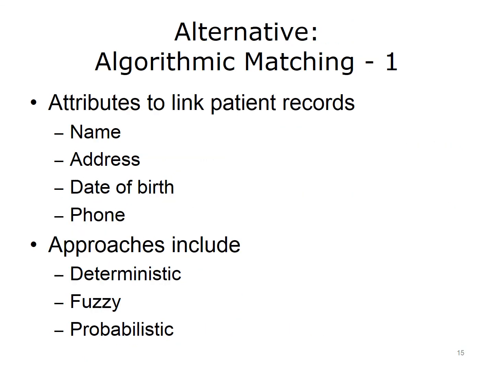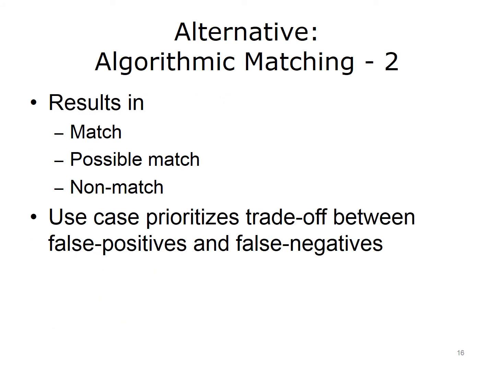The alternative to a national identifier is the use of algorithmic matching, that is, matching algorithms that link patient records based on various attributes, such as name, address, date of birth, phone number, gender, etc. There are 3 major algorithmic matching approaches that are used: deterministic, fuzzy, and probabilistic. Note that these are not necessarily mutually exclusive. The matching process results in a match, a possible match, where there may need to be human intervention to determine whether a match is truly present or not, or a non-match. There's a trade-off between false positives and false negatives, and usually the use case prioritizes the trade-off.